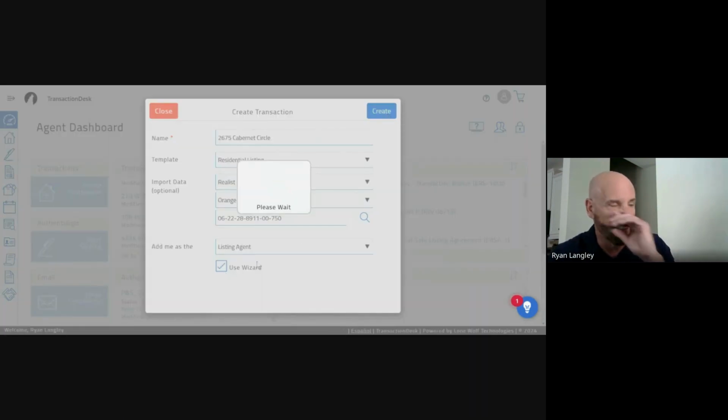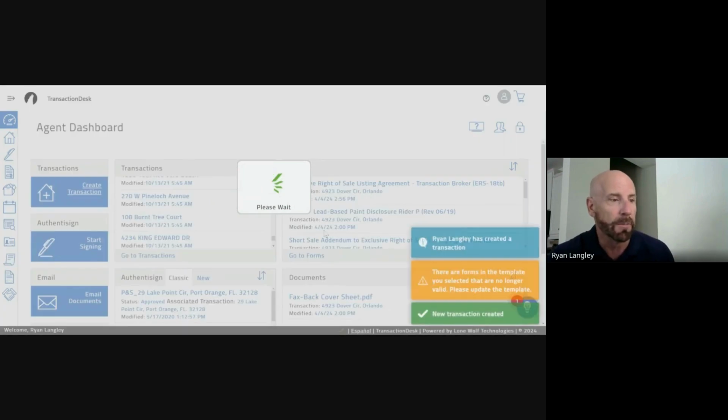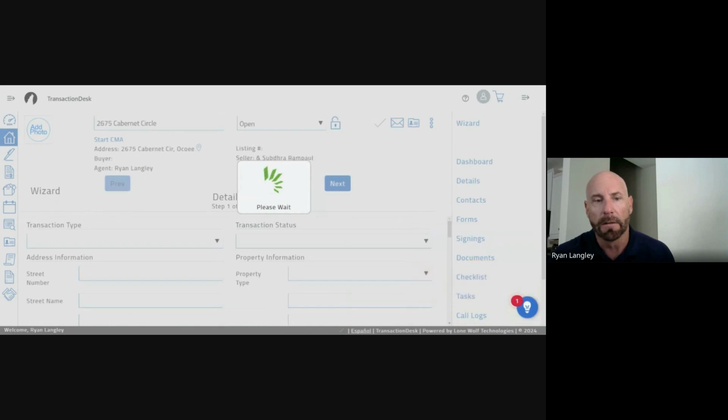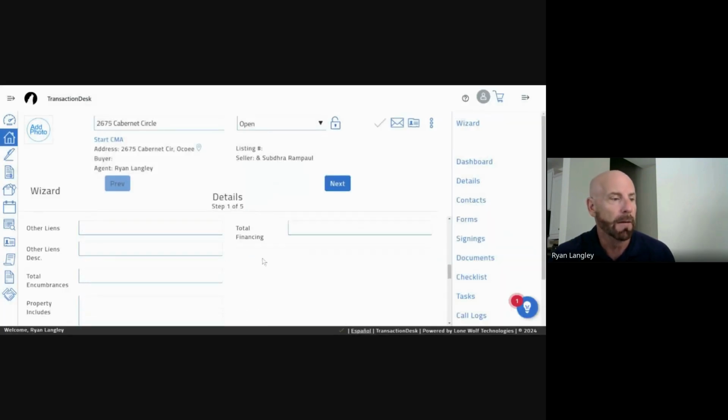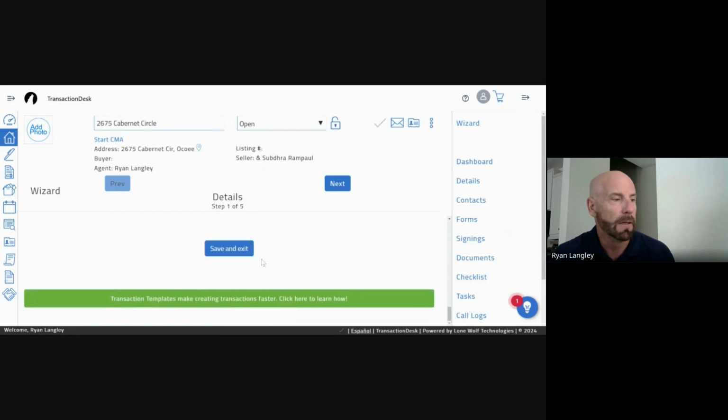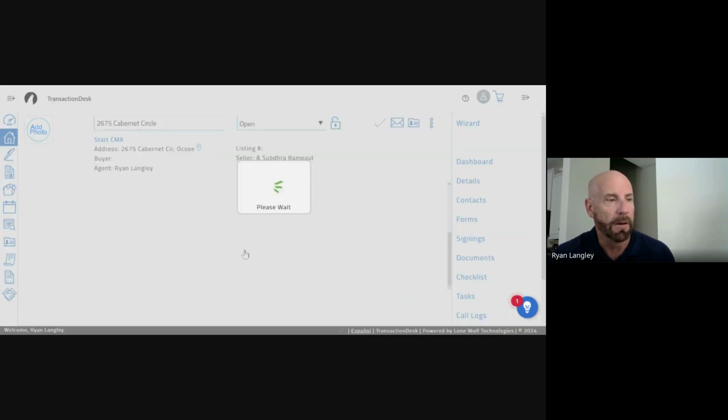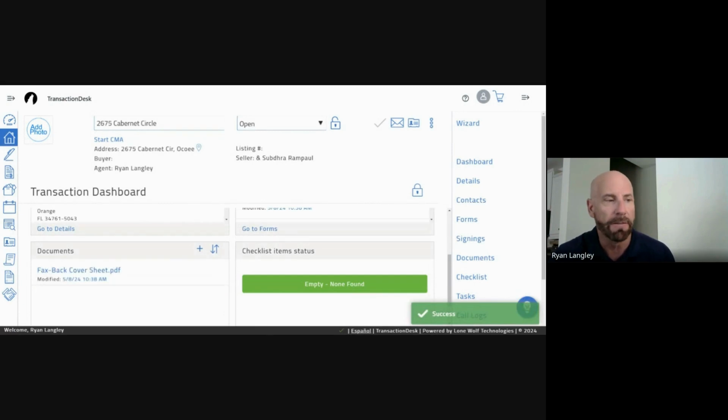We did use Wizard, but we don't really need to. I'm not going to do any of this stuff. The reason you want to do this is because it's going to fill in all of the legal stuff. Okay. There it is. We're just going to save and exit from here. You can put in the listing price and fill that kind of stuff out right then. I'd rather just do it on the form.